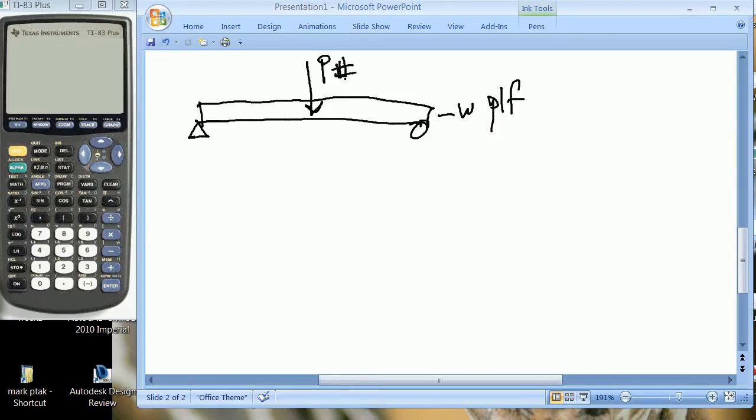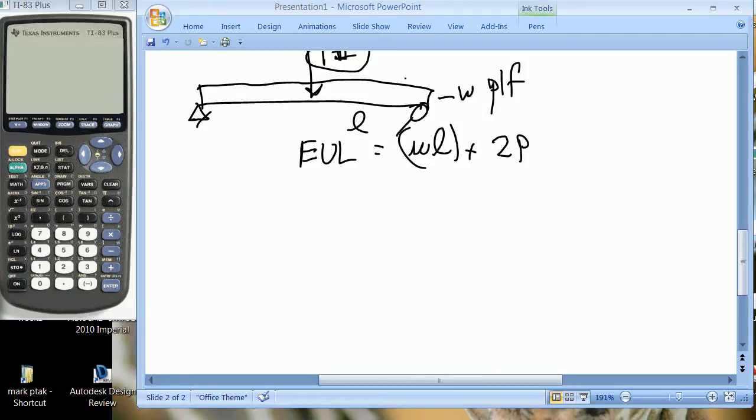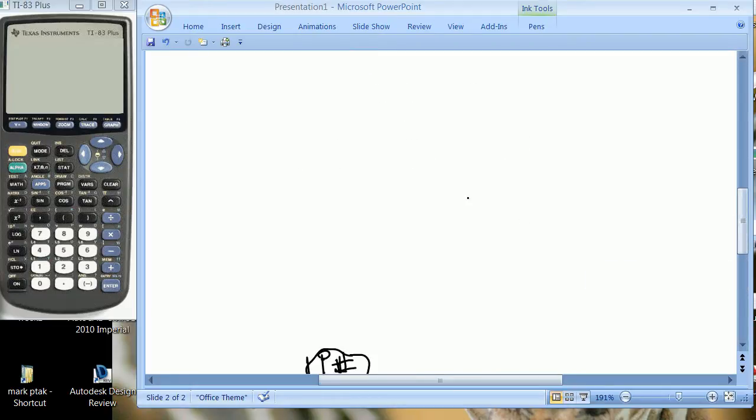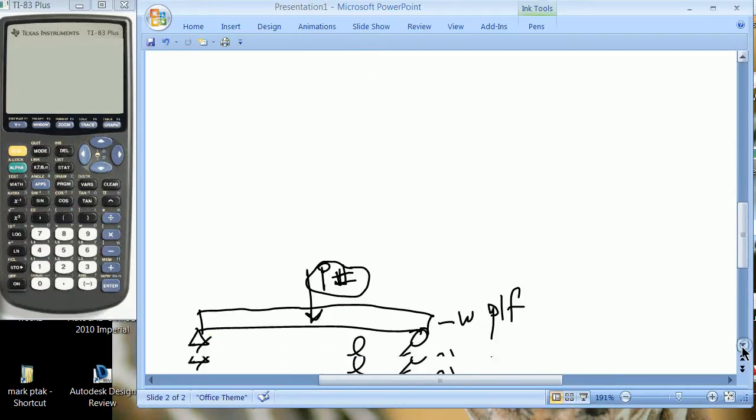And of course, we know that the equivalent uniform load in that, if this is a span L, is equal to WL plus 2P, because it does twice as much damage when it's in the center.